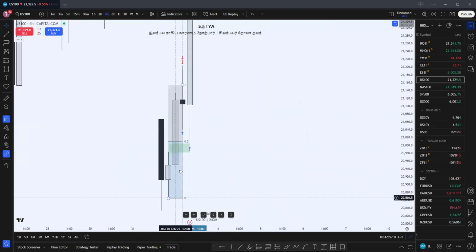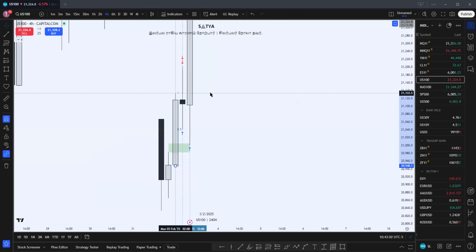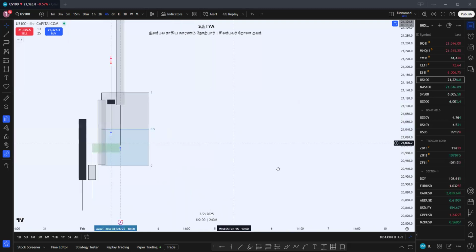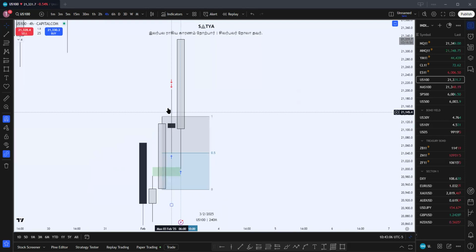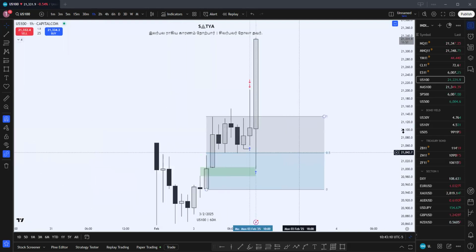At the same time, there is a range for every candle. See, this is how the 6 AM candle works. Okay.